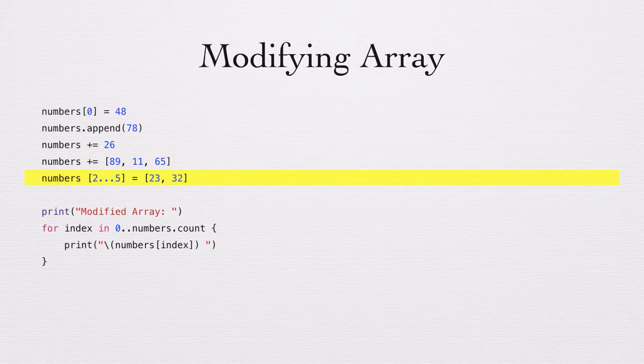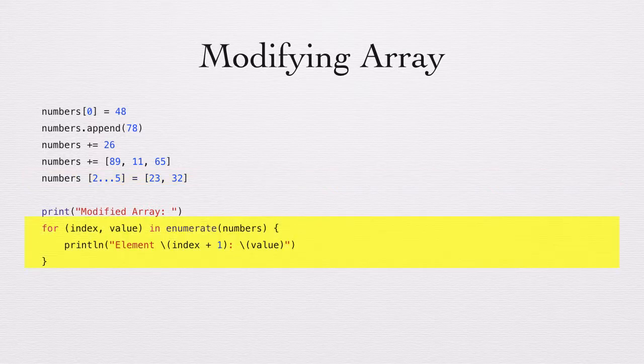There is an interesting case here. You can replace a part of the array using the range operator. This statement will replace 4 elements with indices from 2 to 5, inclusive of both, with the new elements 23 and 32. The array size is automatically adjusted for the two removed elements. You can now print the array for validating the above statements.